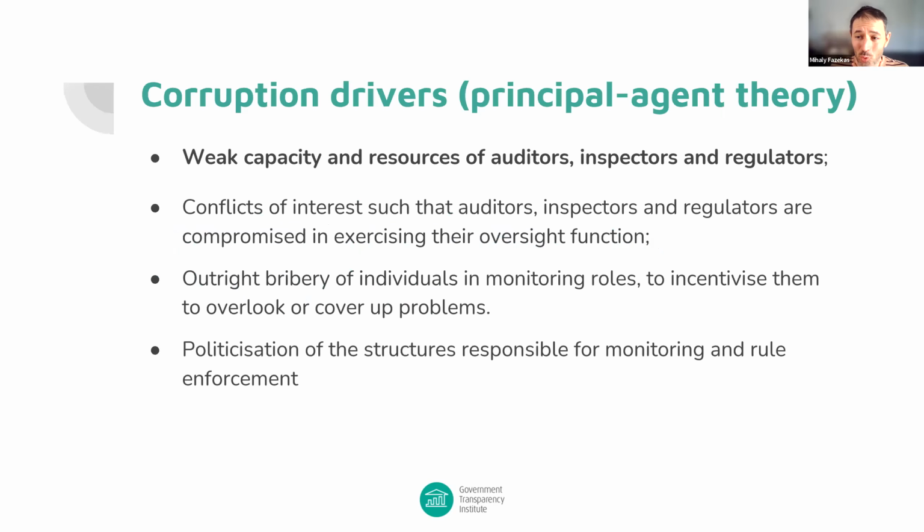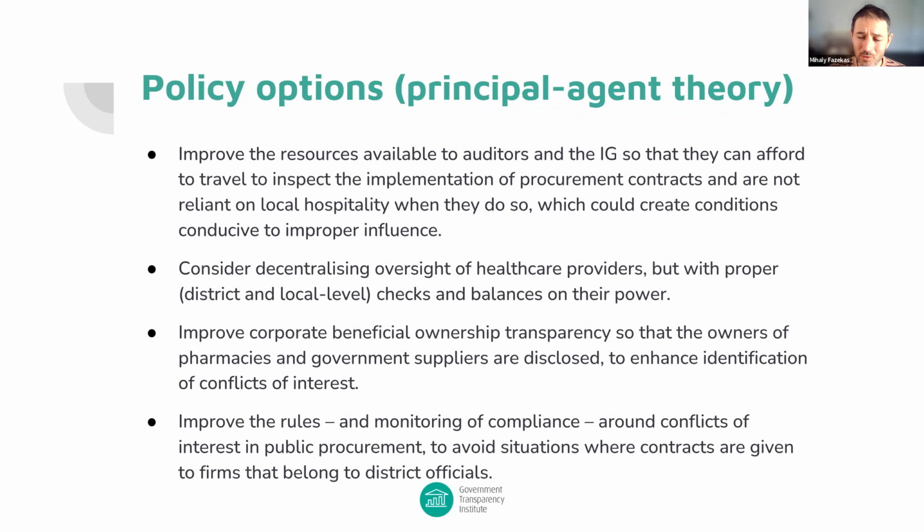I absolutely have no time to go over all of what we have found, so I'll just highlight one notable example for each group. In terms of corruption drivers under the heading of principal agent theories, one frequently heard and identified problem was the weak capacity and resources of auditors, inspectors, and regulators. If you look at the amount of costs corruption imposes on society and the budget, that's a clear case for a cost-benefit analysis. But of course, it's one thing to identify this problem; it's a different thing to see what to do about it.